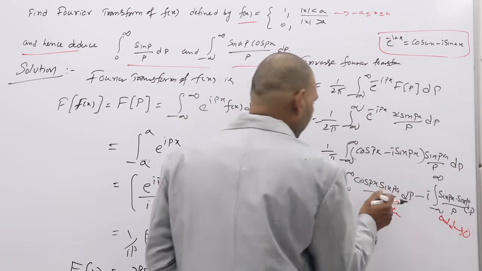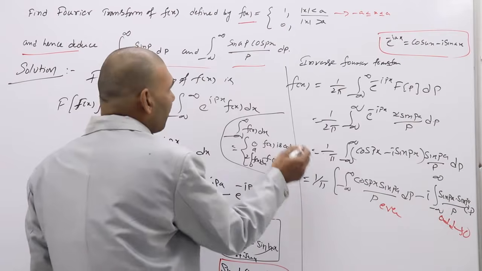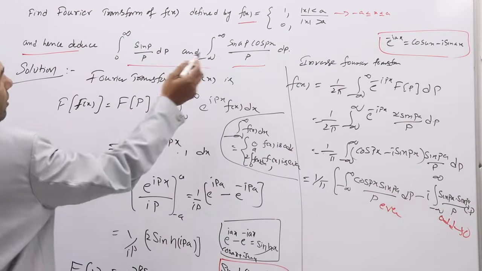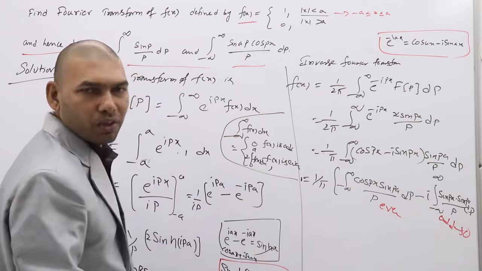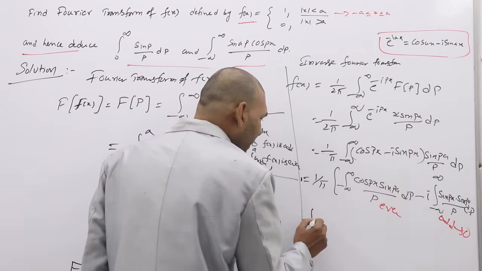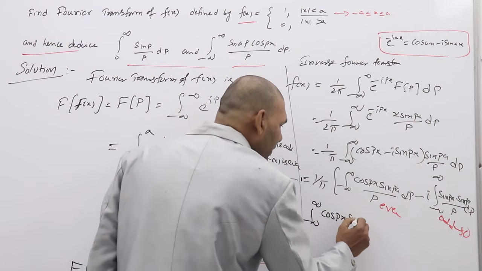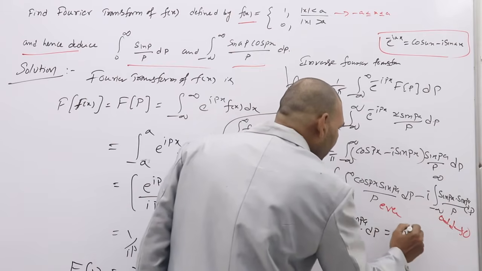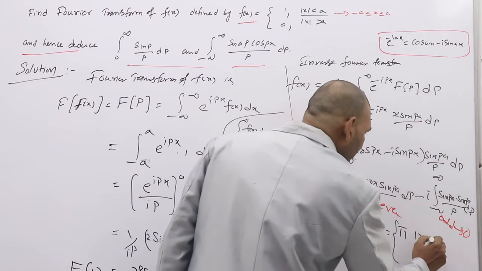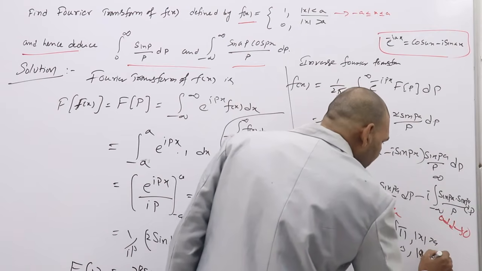This is even. This won't be 0 now. Now f of x value we know, f of x is 1. That means on the LHS you are having 1. If you send that pi to this side, you will get integral minus infinity to infinity cos px into sin pa by p dp equal to pi for mod x less than a, 0 for mod x greater than a.